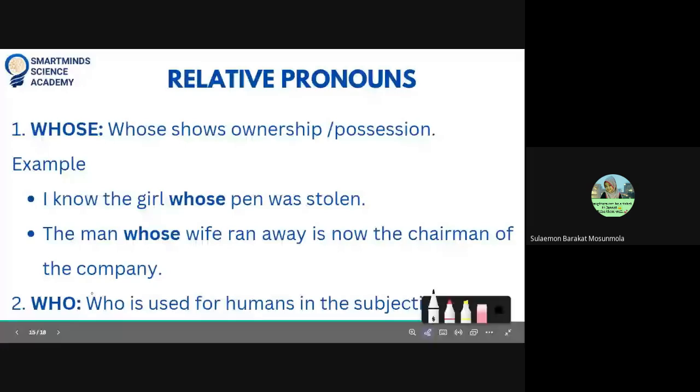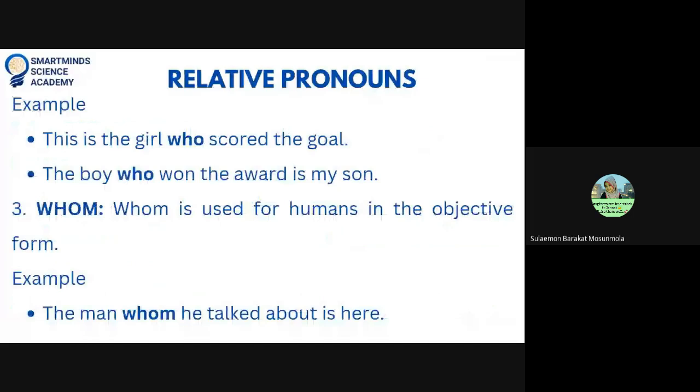And wife is now the child. Who am I talking about? Now, when we use who, you use who for humans in the subjective form. Now we are talking about the girl here. The person we are talking about here is the girl. The girl is the subject of this sentence.